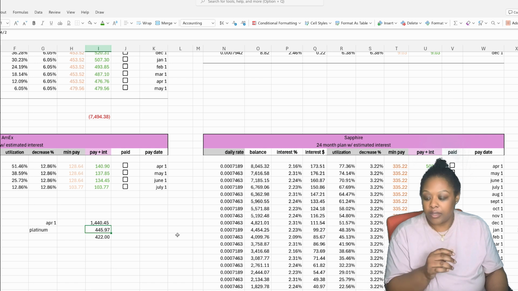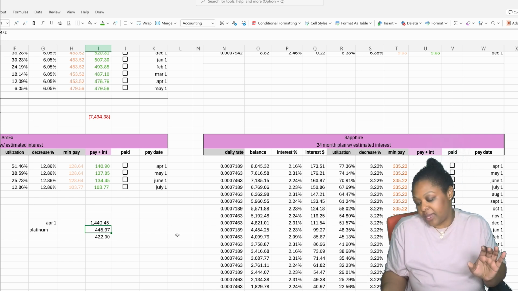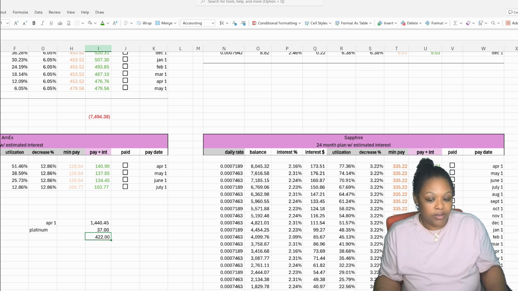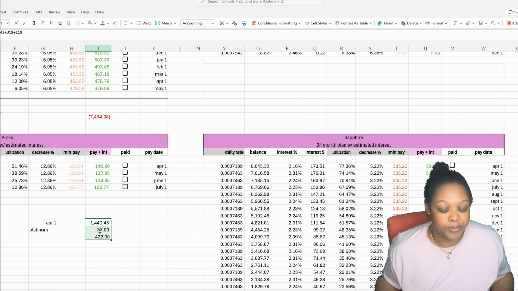Or let me see, what would my minimum payment on this Platinum be? But again, that's just going to draw it out forever. My minimum payment is only $37. So that would give me a little more wiggle room for this $422. But I'm not coming off that $422 until May. I'm not going to feel it until my May 1st payment.